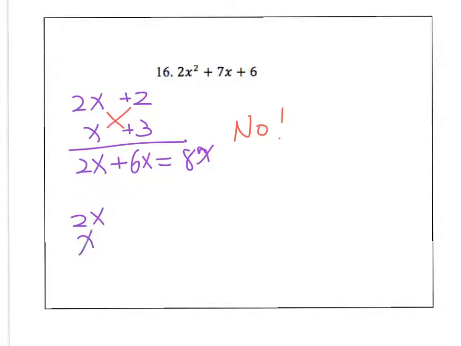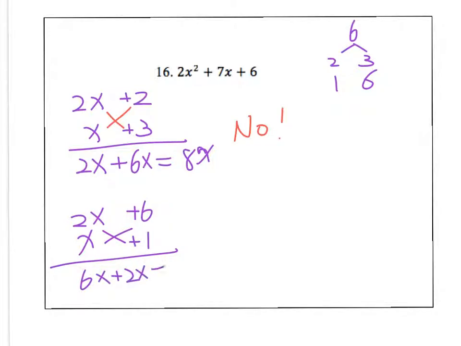Maybe, what's the other pair? We said 6 can be factored into either 2 and 3 or 1 and 6. Maybe I'll try 1 and 6, but it's pretty obvious. 1 and 6, maybe I'll do 1 here and 6 here, right? And I cross multiply that way. I have 6x plus 2x. I end up having 8x. Again, it still doesn't help me, but I ran out of factor pairs, right? So what do I do now?